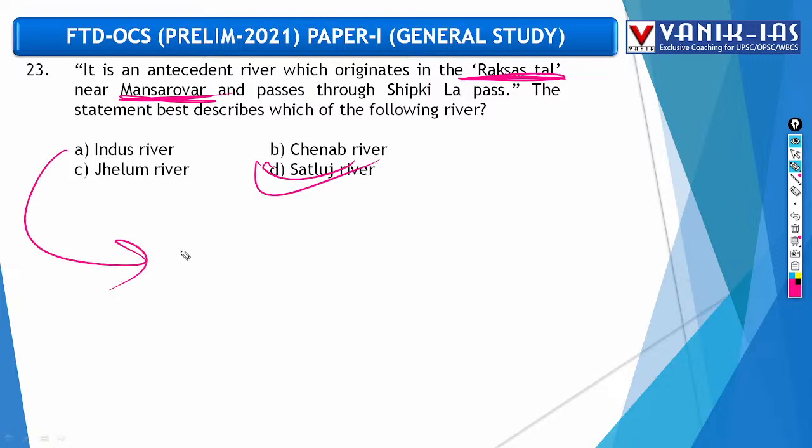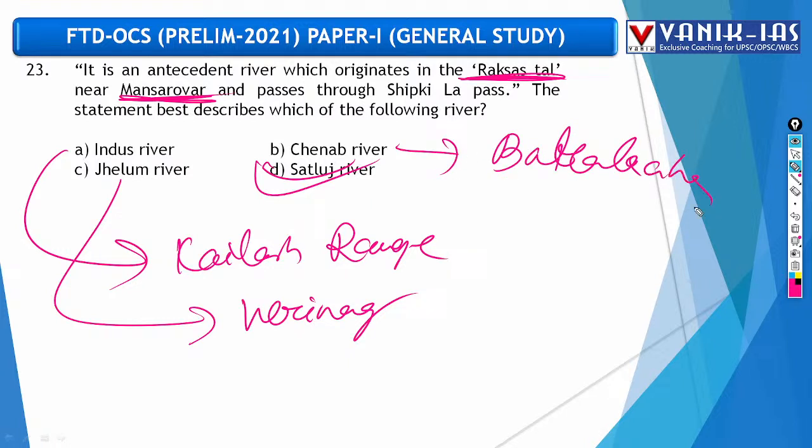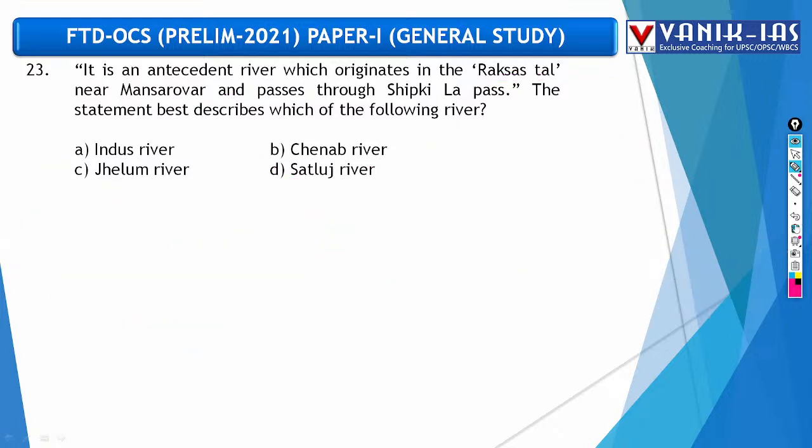The Indus River originates near the glaciers of the Kailash Range near Mansarovar. And the Jhelum River is from Verinag. Remember Jhelum, Verinag. And the Chenab River originates from Bara Lacha Pass. And Mansarovar, Rakshastal, that is Satluj River. Indus from the Kailash Range, and Jhelum from Verinag. Ravi near Rohtang Pass. Beas is also from Rohtang Pass.